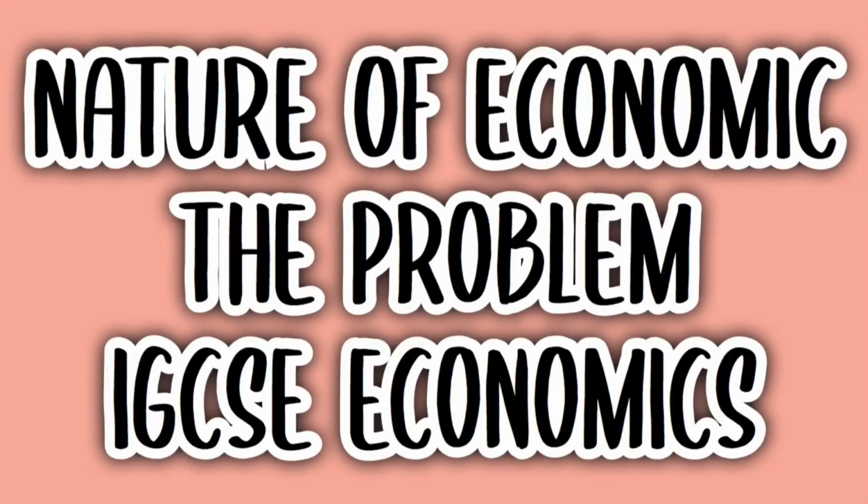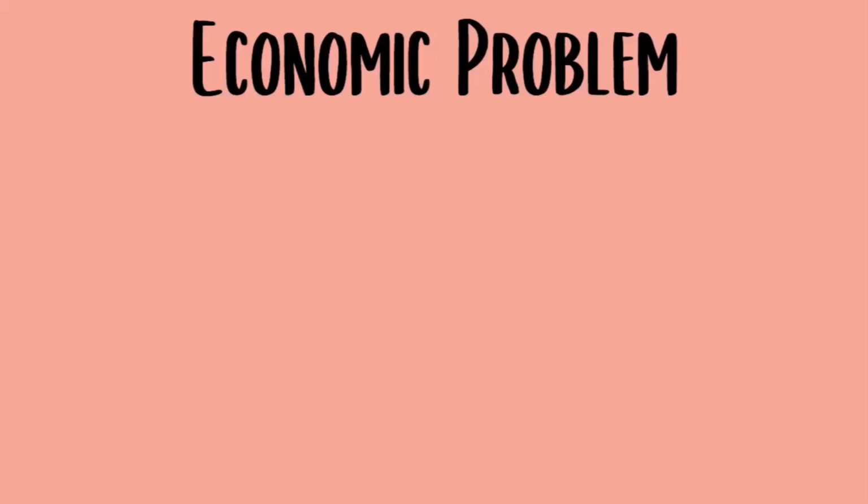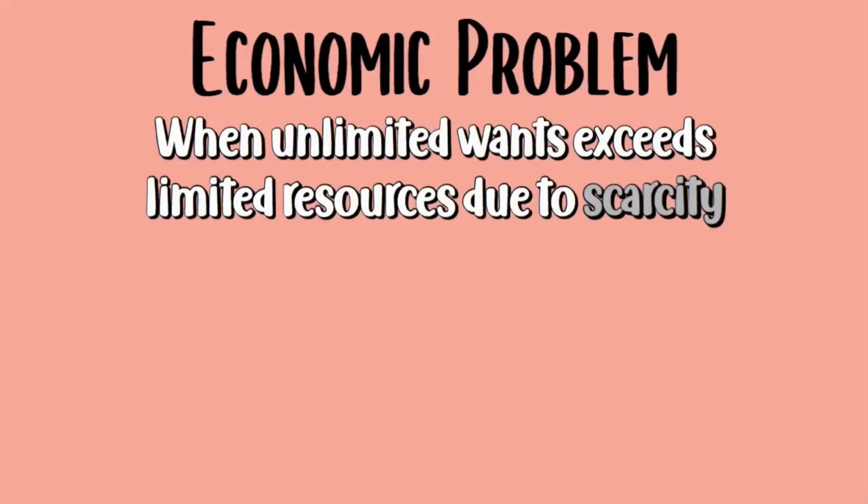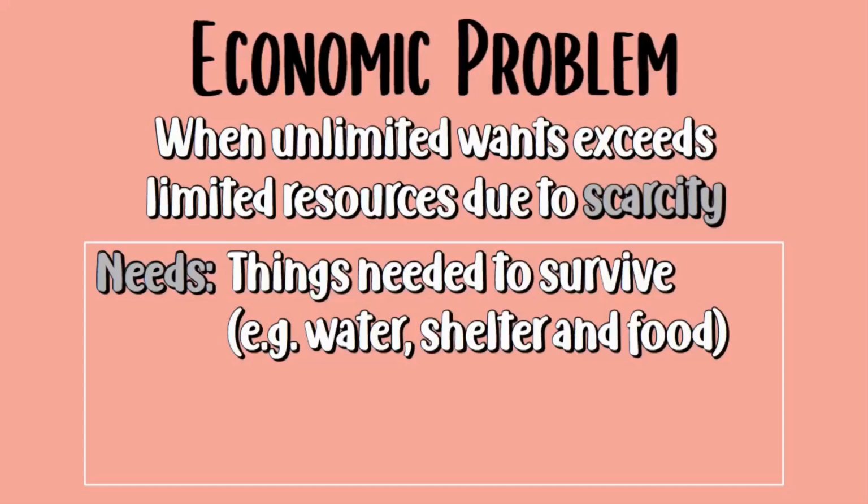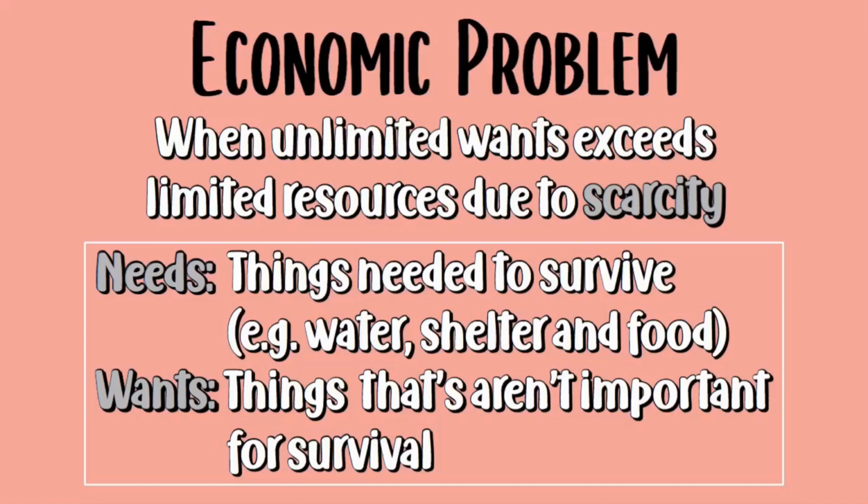Today we'll be talking about the nature of the economic problem. So what is the economic problem? The economic problem is when there are unlimited wants that exceed the limited resources. This is due to scarcity. Needs are the things needed to survive, such as water, shelter, and food. On the other hand, wants are the things that aren't so important for survival.